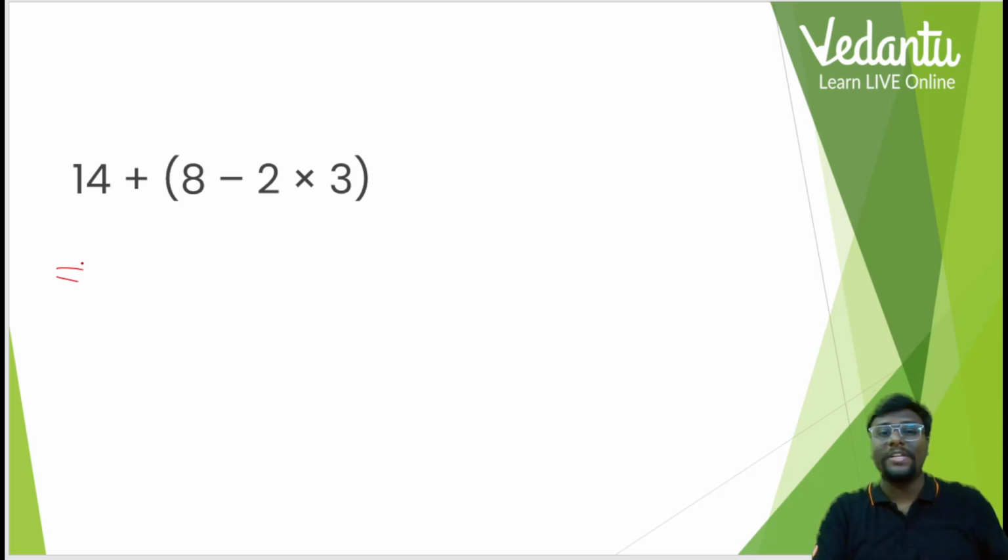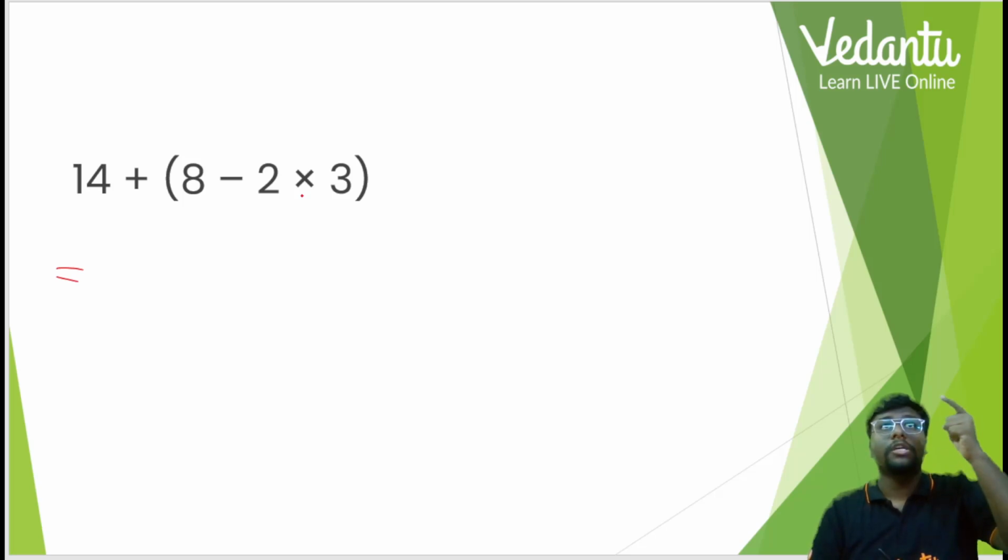And if you have resumed now, let me tell you how to do this. First, we solve the brackets, right? According to my BODMAS, brackets come first. So I'll solve what is inside it. Inside it as well, I have two operations: subtraction and multiplication. Which one to do first?